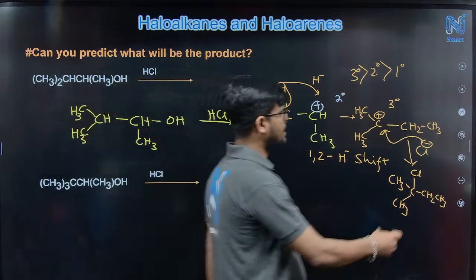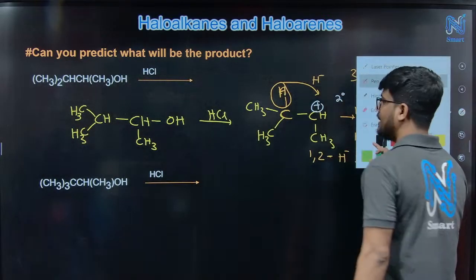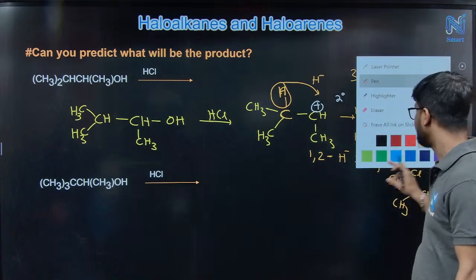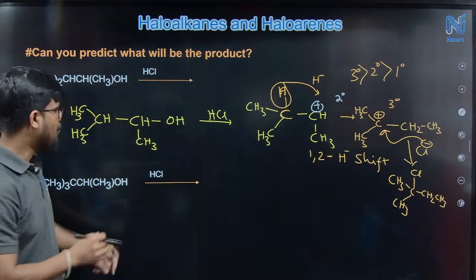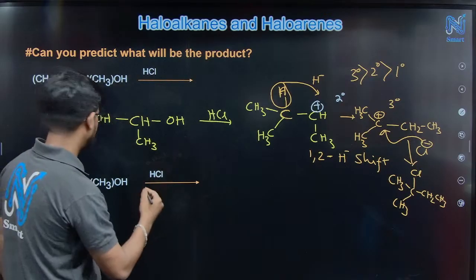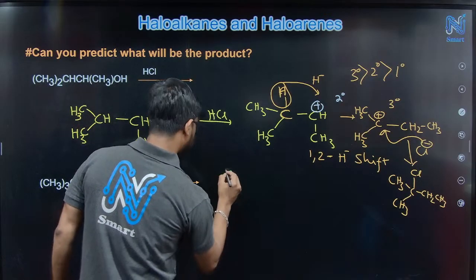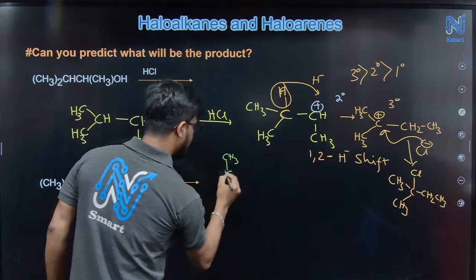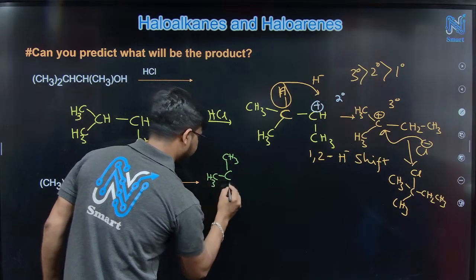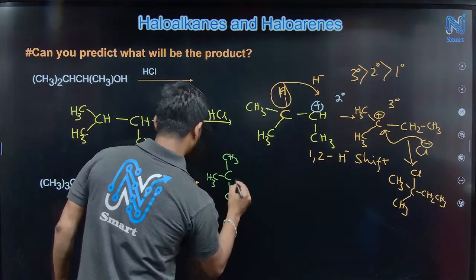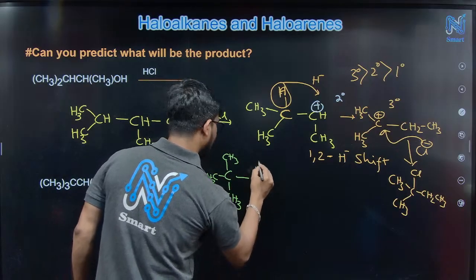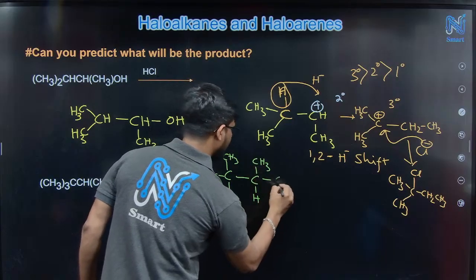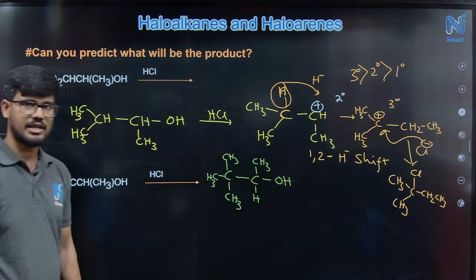Now second example, can you try the second example? What will be the product in this case? So let's draw this. Carbon, we have 3-methyl, next we have carbon, here hydrogen, there CH3 and OH. This is the structure, correct?